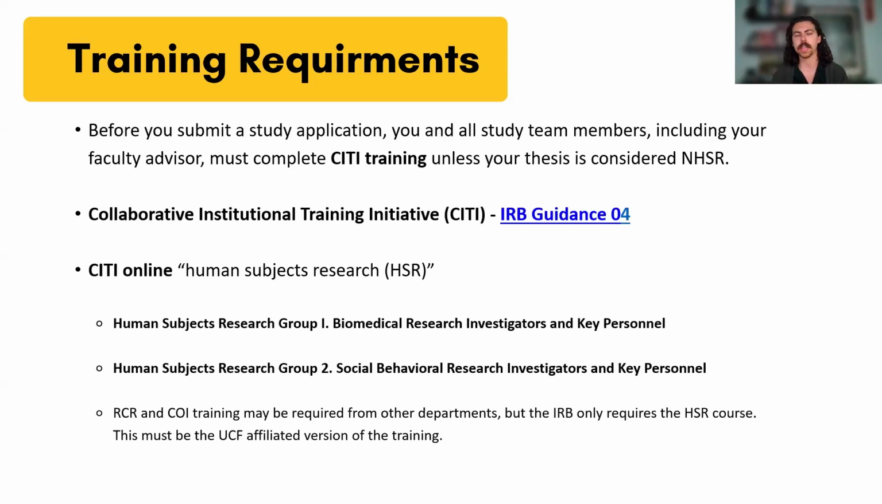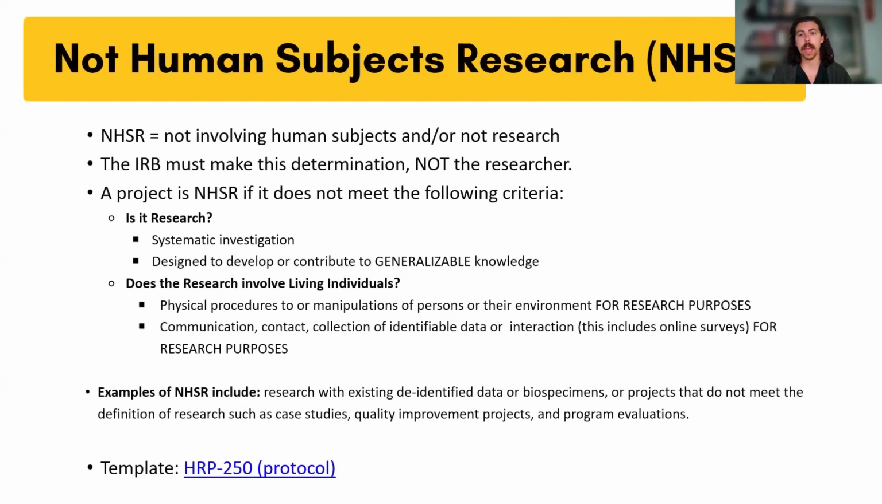Now, there are some other trainings that people may be required to take, but usually this is a requirement of a department or something like that. The IRB only requires this CITI training in the human subjects research groups. And it's one or the other, depending on your research. Now, jumping into the first category we have, the review level, we'll be starting at the bottom and moving up. And when I say bottom, I just mean the lowest review level in terms of risks to participants.